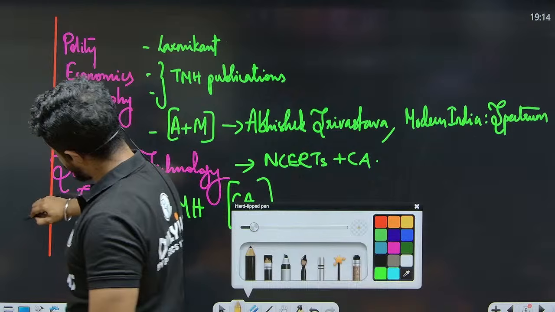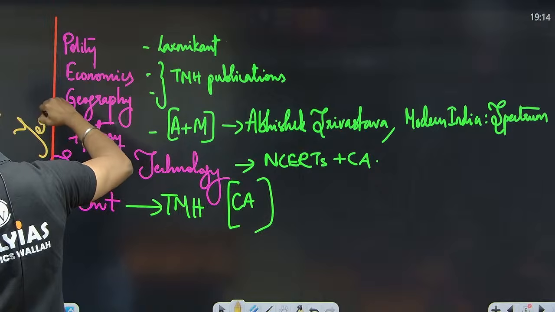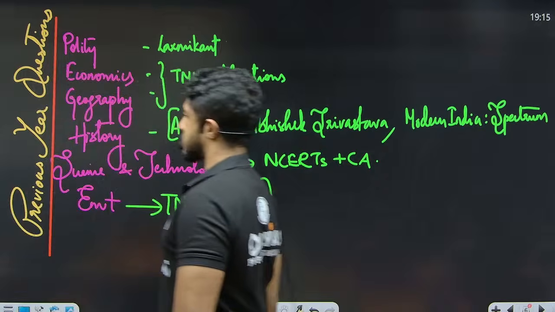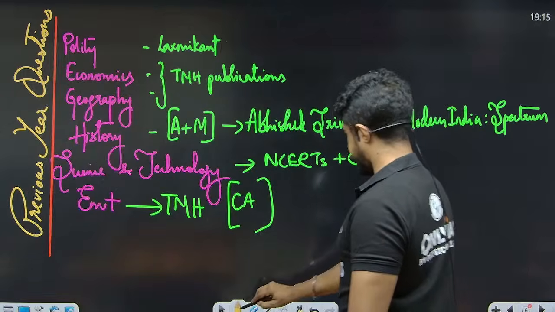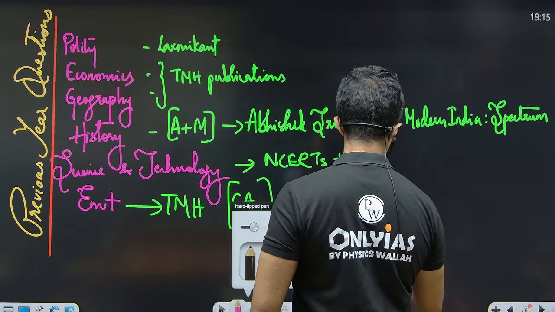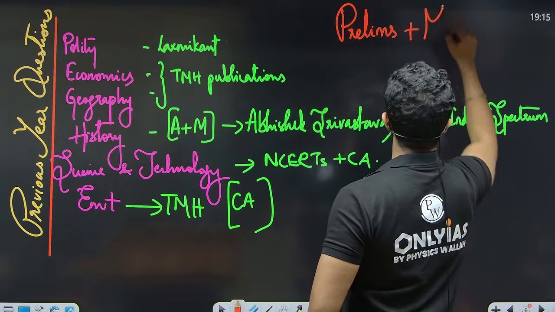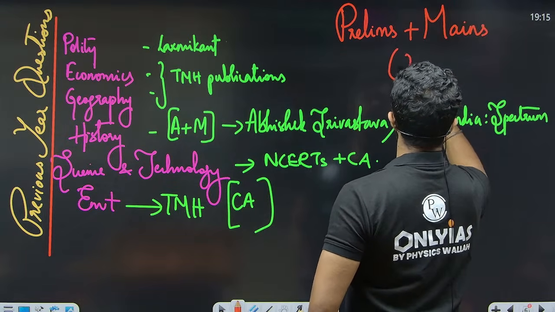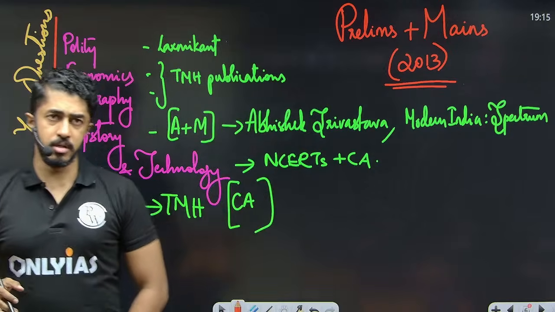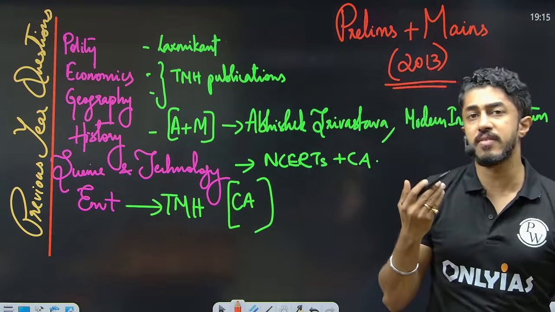you have to go through the previous year questions of prelims plus mains from 2013 onwards of each and every subject. Which topics have been repeatedly asked, from which sections questions have come from maximum.